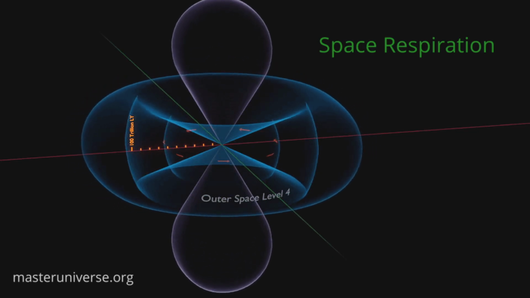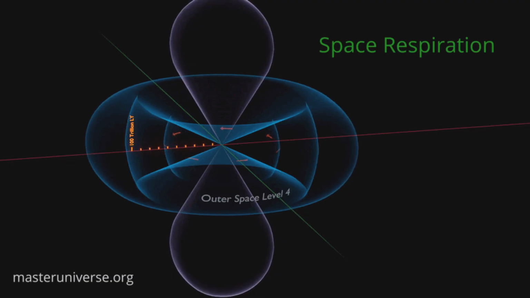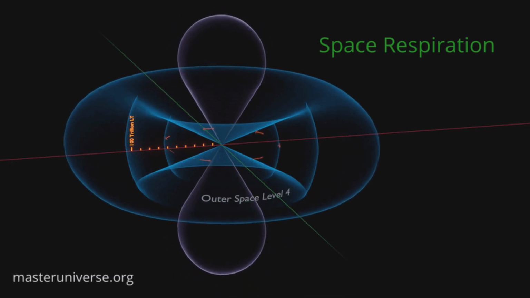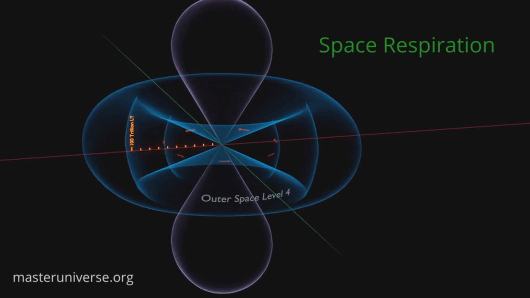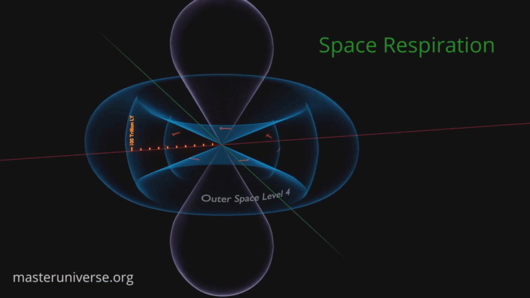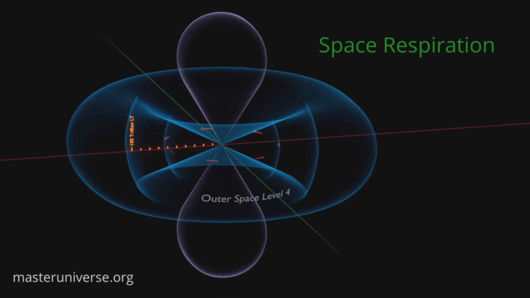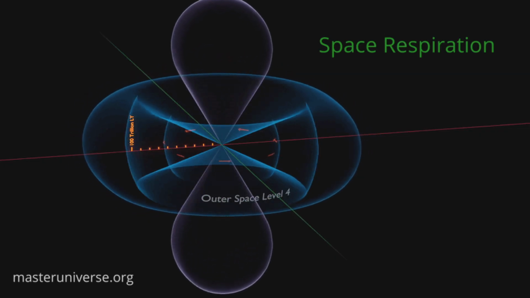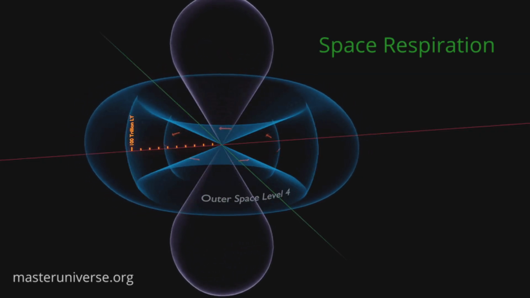Space respiration, the 2 billion year cycles of expansion and contraction that alter the tension of the medium through which light travels, compounds the distortion. These are not random errors. They are the expected signatures of a structured directional cosmos that the cosmological principle assumes does not exist.